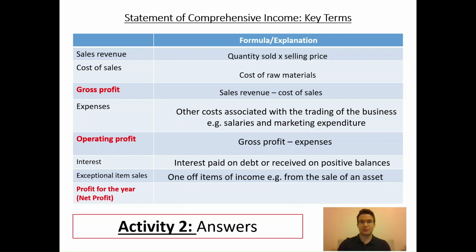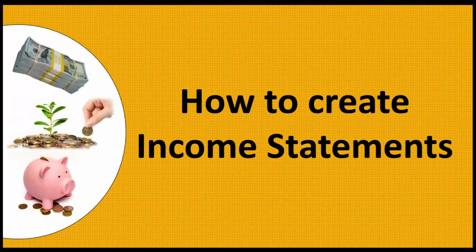Now the final profit for the year, otherwise known as net profit, takes into account all of the previous items. So it's the operating profit plus or minus the interest, whether you've earned it or had to spend out on it, plus any exceptional item sales you might have made.